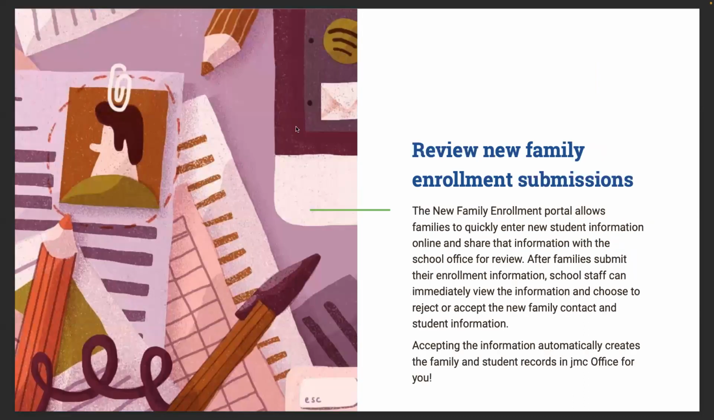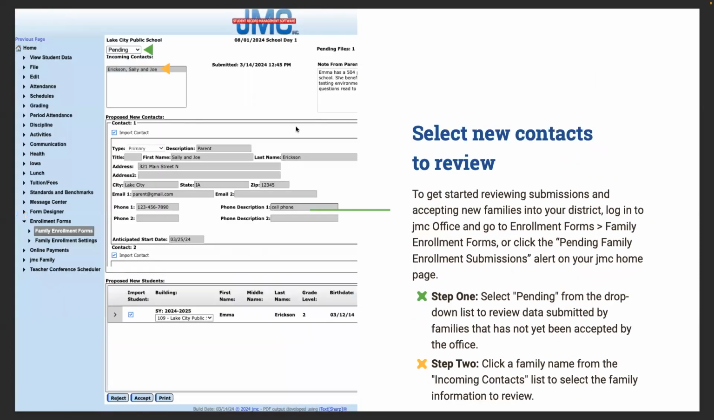The new family enrollment portal allows families to quickly enter new student information online and share that information with the school office for review. After families submit their enrollment information, school staff can immediately view the information and choose to reject or accept the new family contact and student information. Accepting the information automatically creates the family and student records in JMC Office for you.